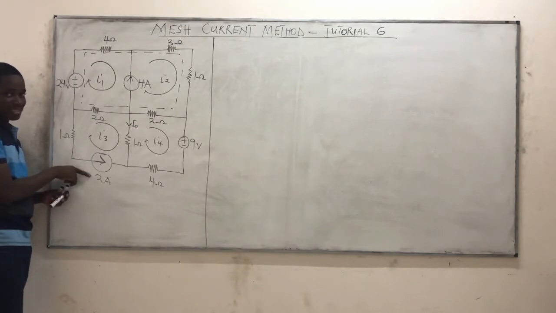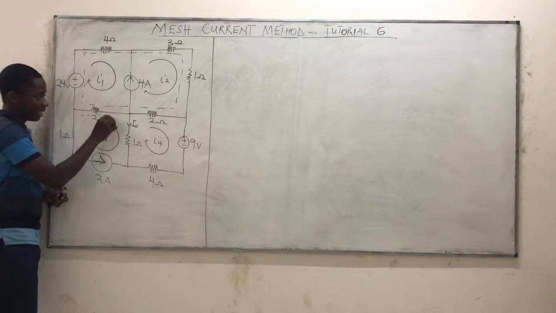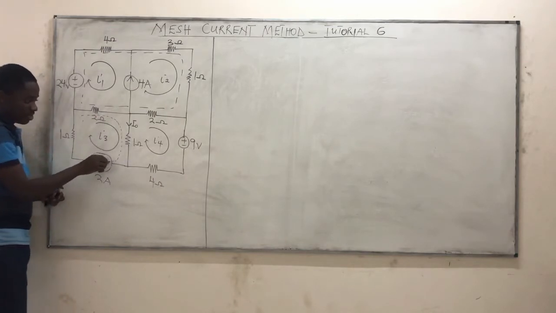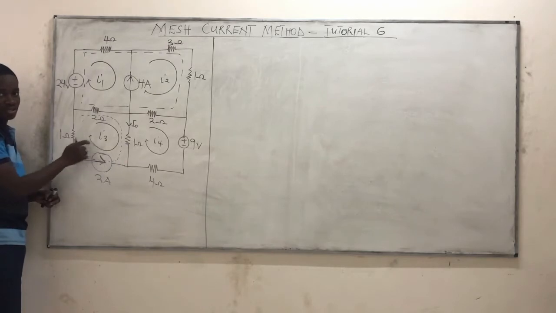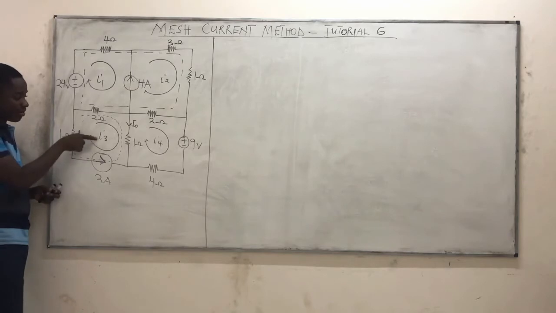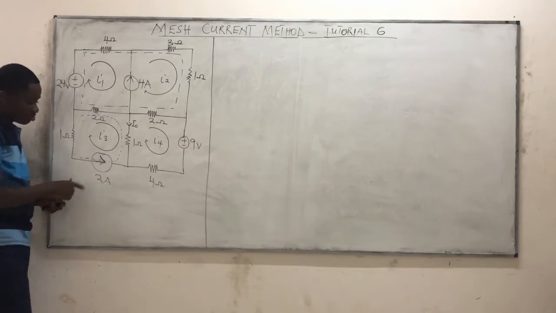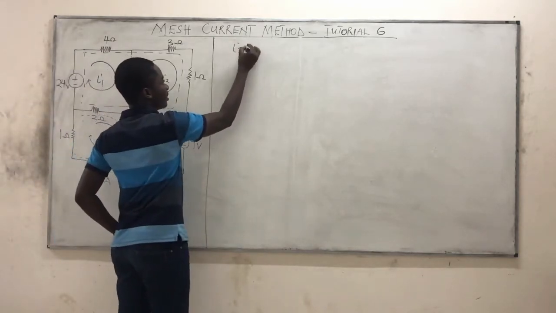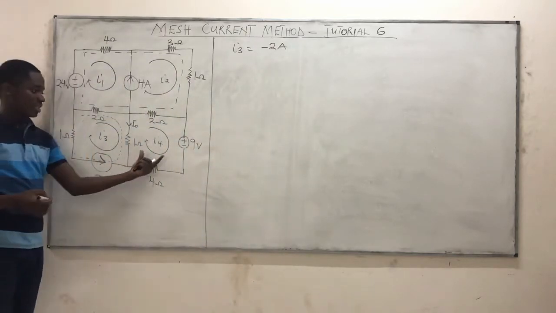But then we can say that our I3 is equal to -2 amperes. In this mesh, the current is I3 moving in this direction, and we have a current of 2 amperes on that branch, but that current is moving in the opposite direction to our I3. Back in our previous tutorial 3, we realized that I3 will be the same as 2 amperes but in the opposite direction. So I3 in this diagram is given as -2 amperes.